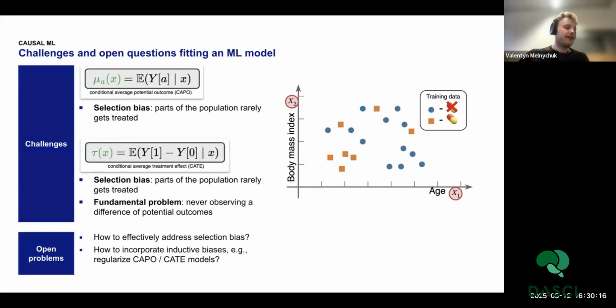And essentially, for the choice of the machine learning model to learn these heterogeneous treatment effects, we need to answer two questions. It's like how to effectively address the selection bias. Should we do some reweighting? Should we do custom losses? And how can we incorporate different inductive biases? For example, how can we have some regularization of models for predicting CAPO and CATE?